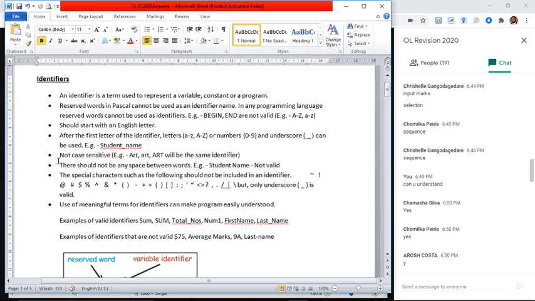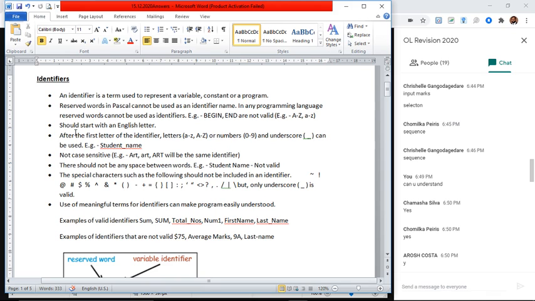අපි බලන්න මේක. An identifier is a term used to represent a variable, constant or program. program එකේ නමක් අඳුරගන්න මේ identifier එකෙන්. හරිද? So we'll see. Reserved words in Pascal cannot be used as an identifier. Any programming language, reserved words cannot be used as identifiers. Example, begin, end are not valid. Okay? Right? Not valid. අපිට පුළුවන් A to Z, simple A to Z පාවිච්චි කරන්න.